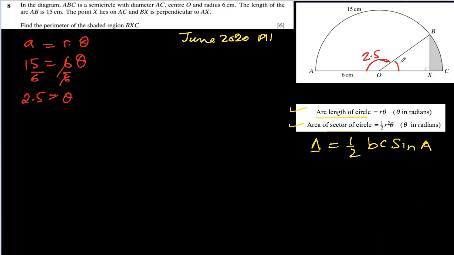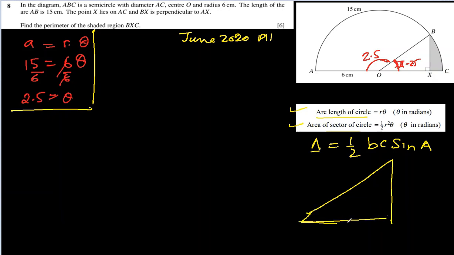So the remaining angle will be pi minus 2.5. That is the angle we want. I will not evaluate it; let's keep pi minus 2.5 till the end. The reason is that we would have to round off numbers, which may give us a slightly off answer. So let's not change it to any number, just keep it like this. All right, let me redraw the triangle again.